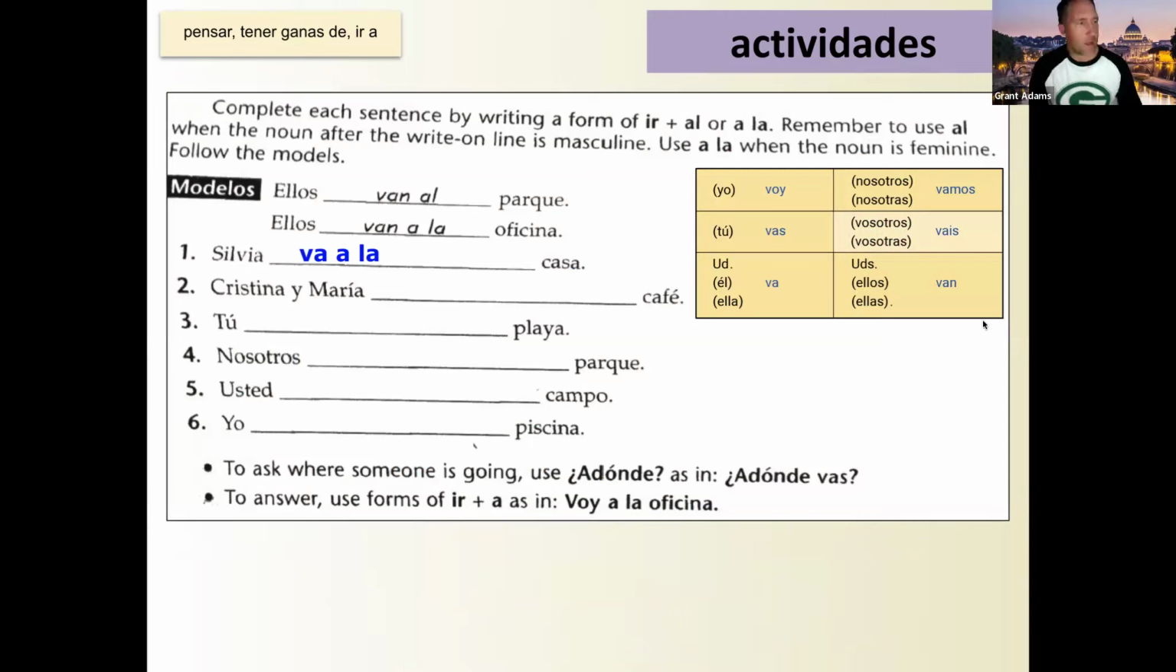See how much time we have left. What are we on? Okay, I think we can get through this. Yes, I think we can.